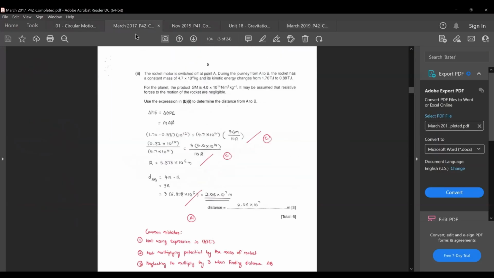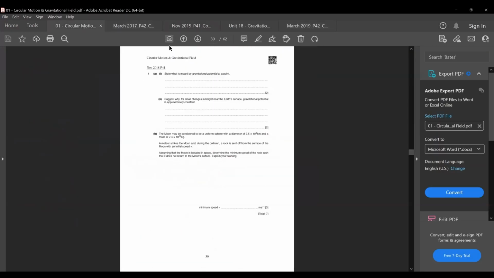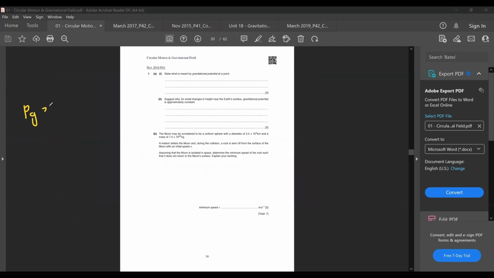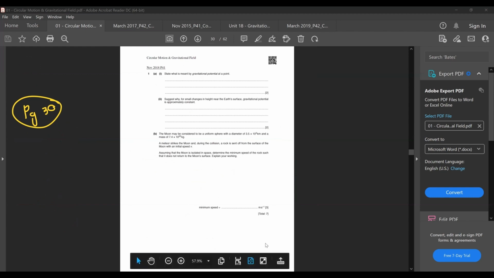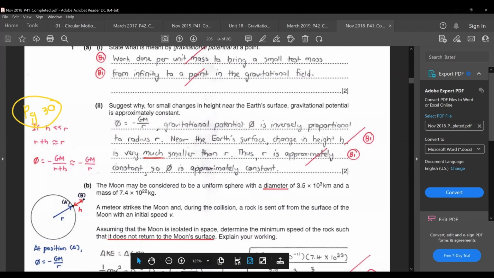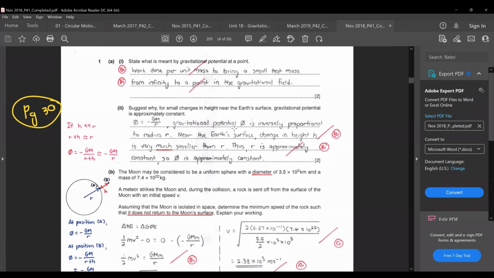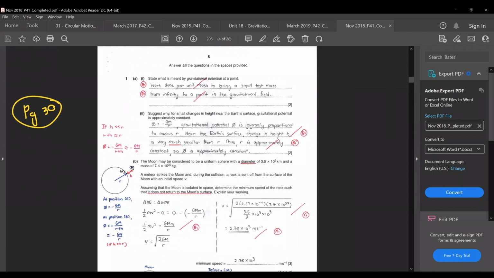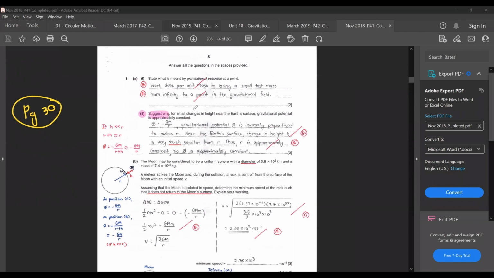Right, so if we look at page 30, it's still talking about potential again, but this time we are talking about something a bit different. So what is gravitational potential? We're just going to skip that because we've already gone through two of these kinds of questions before. What we want to look at is part 2. Suggest why for small changes in height near the Earth's surface, gravitational potential can be considered to be approximately constant.